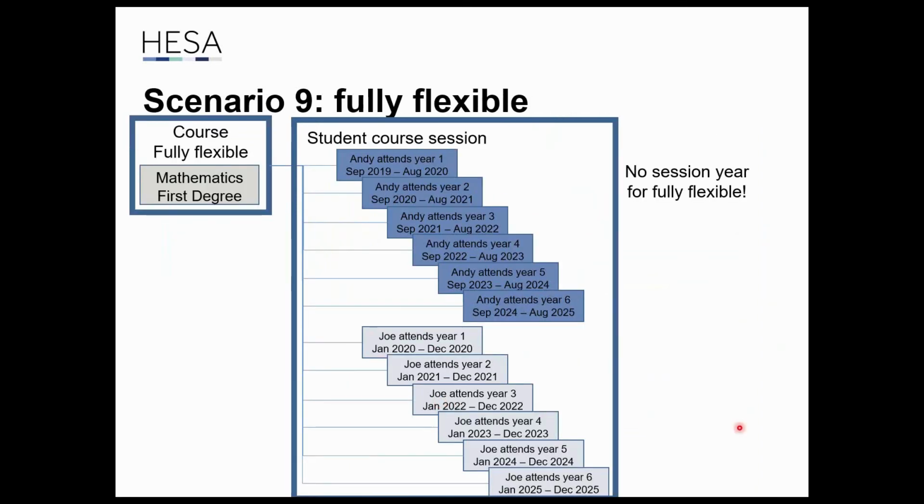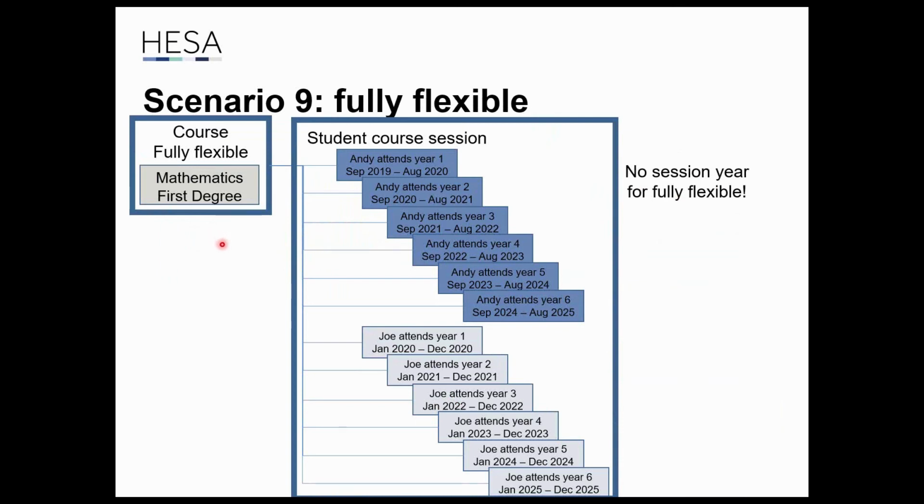So fully flexible. Again, like the PGR ones, don't need a session year for them. So they've only got student course sessions. They will be flagging up at the course level here that they are a fully flexible student, so we will know not to expect session years for them. And you just attach them like other students.